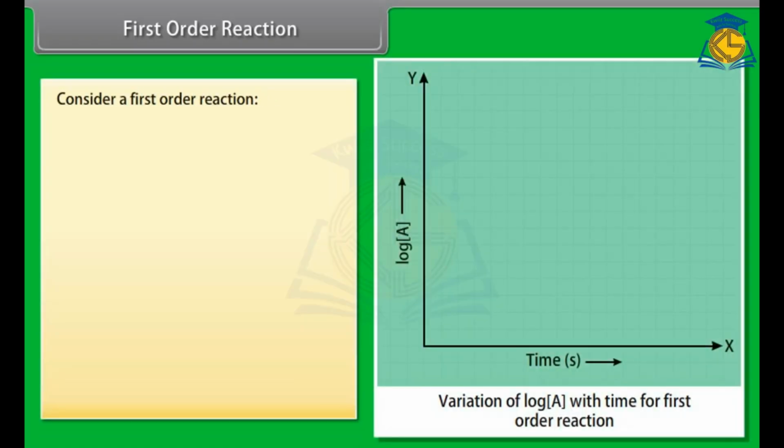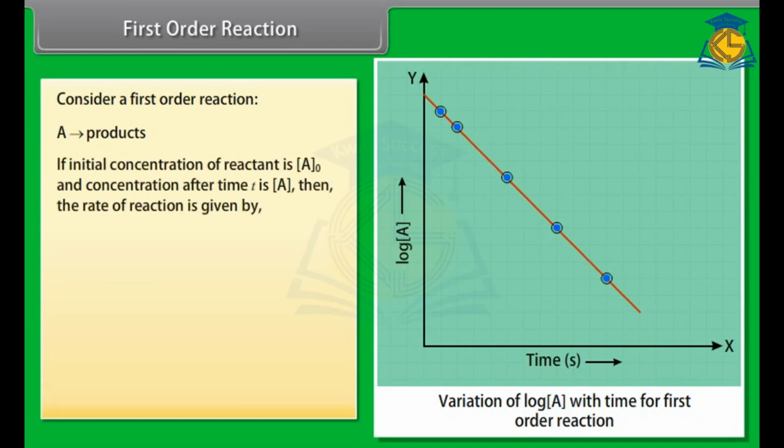First-order reaction. Let us consider a first-order reaction in which A is changing into products. If the initial concentration of reactants is A naught, and concentration after time t is A, then the rate of the reaction is given by minus dA by dt is equal to product of K and A. It can be written as minus dA upon A is equal to K dt.